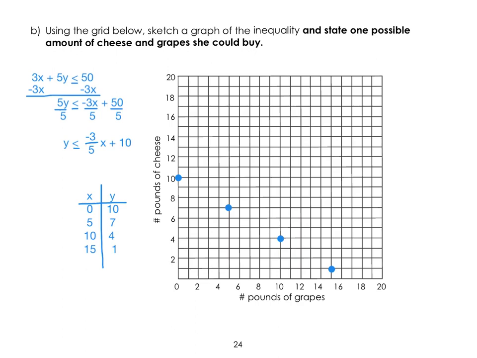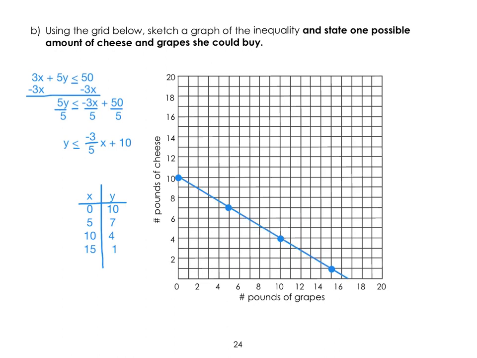So you may need to pause the video to make sure that you have enough time to graph. I just put the 0 up 10 and then went over to 5 up to 7, 10 up to 4, and then 15 up to 1. Now that I have all my points plotted, I need to connect with a line, and since it's less than or equal to, that tells me I'm going to need a solid line to connect them.